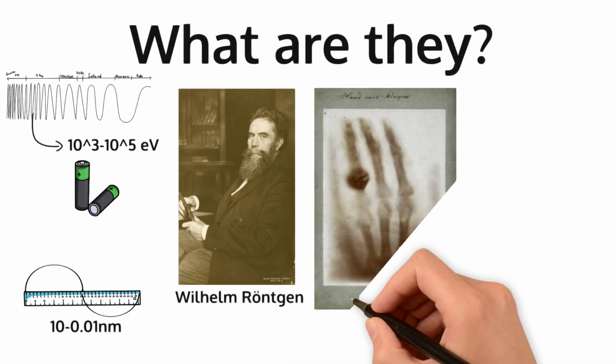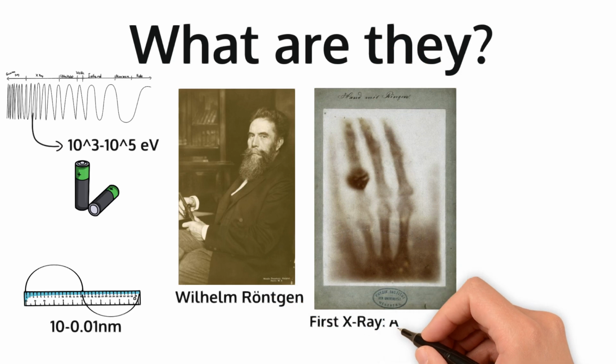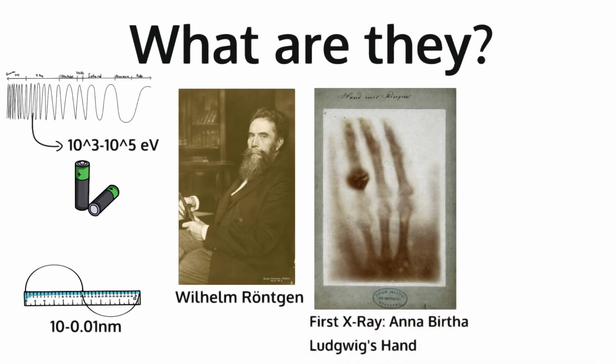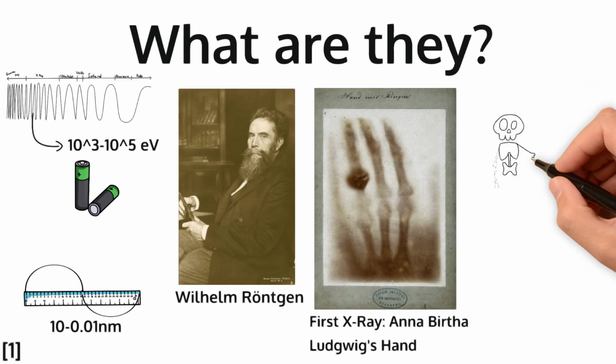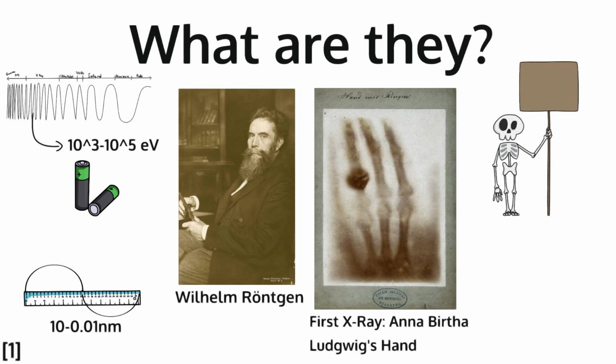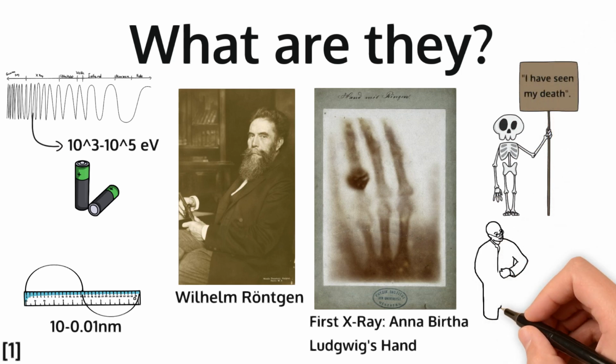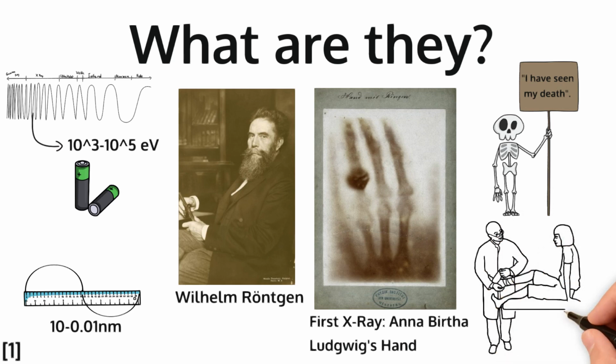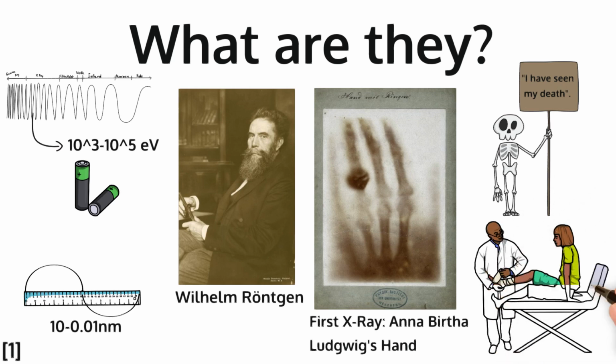beams. Here we can see the first image produced to demonstrate his discovery, and is the X-ray of his wife's hand. X-rays' ability to penetrate living tissue provided the first form of medical imaging, and Röntgen's wife in her reaction is famously quoted to have said, "I have seen my death." Ironically, X-rays are now a staple of medical physics and save many lives. But how are X-rays actually generated?